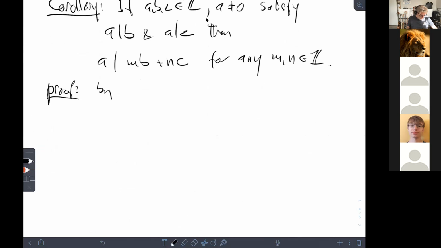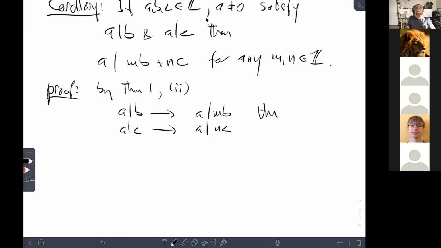So by theorem 1, A divides B implies A divides MB for any M. By the same result, A divides C means that A divides NC for any N. So if you divide a number, you divide any multiple of it. And now I want to show that it divides the sum. We just proved that, that was the first. So by theorem 1, first statement, A divides the sum. It divides the two numbers, so it divides their sum.